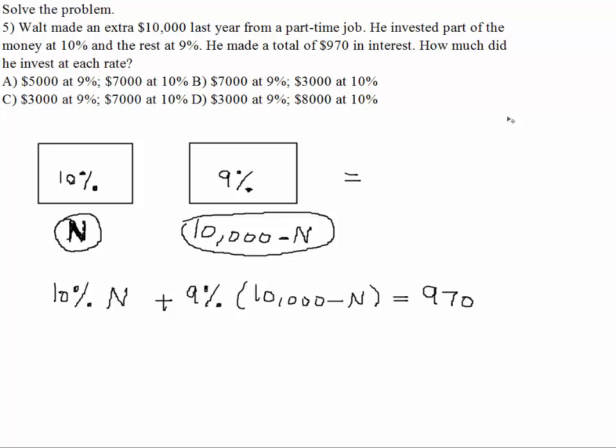So 10% times N plus 9% times whatever money we have left to invest in the second account is equal to 970. Everybody okay with how to set this up so far? The rest is pretty simple. You just have to solve for that.